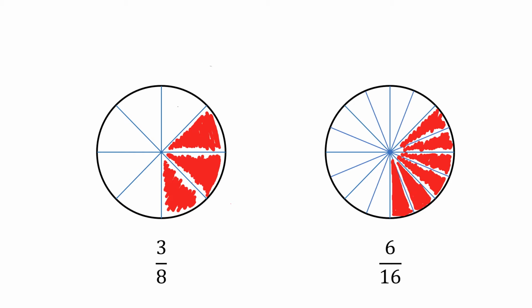If I ever need to scale that up to be out of a different overall total, what I have to do is just multiply both the denominator and the numerator by the same value to get to that final result. So if I multiply top and bottom here by 2, I get 6 out of 16. And that's how I can change one fraction to an equivalent fraction.